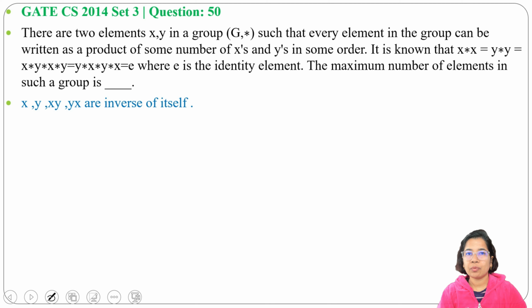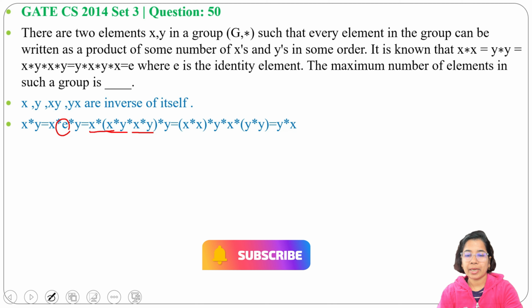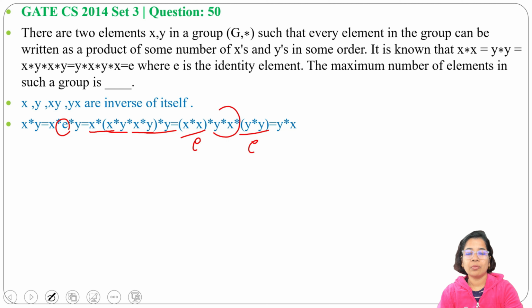So here x * y we can write as x * a * y. In place of this a we can write x * y * x * y. Now we'll open the bracket. So x * x is a, y * y is a, and we got y * x. So we found xy = yx, both are equal. So we don't need to write yx if we are including xy, or we don't need to write xy if we are including yx, both are same.